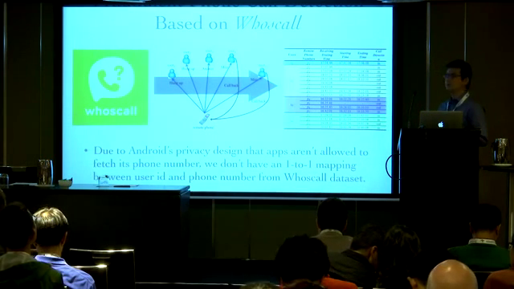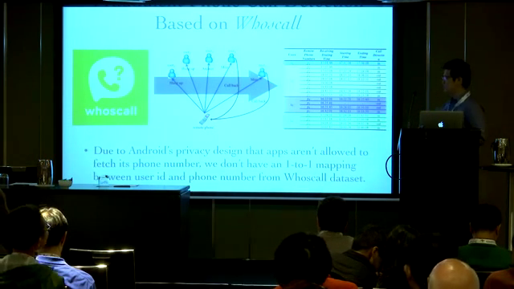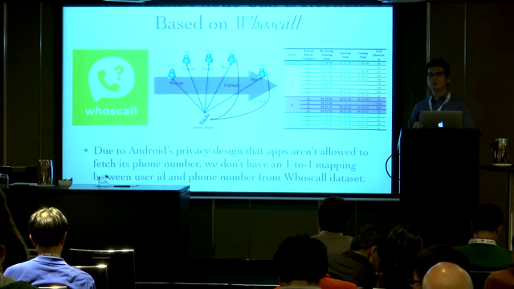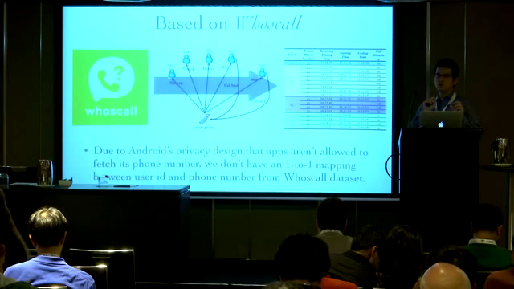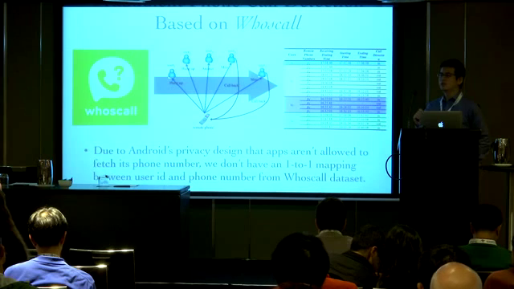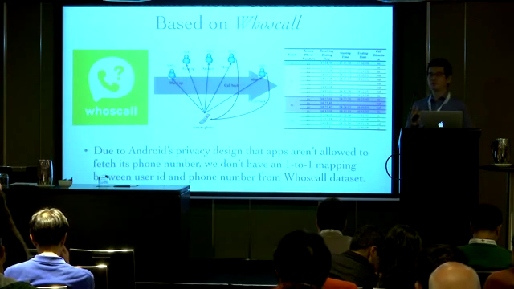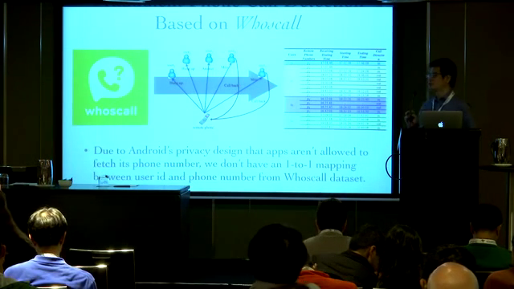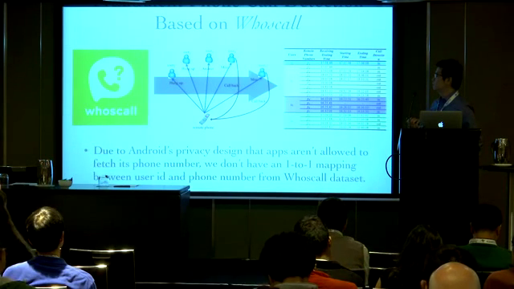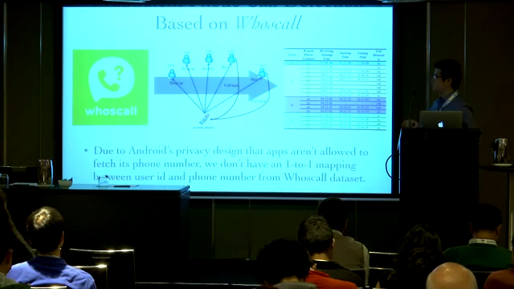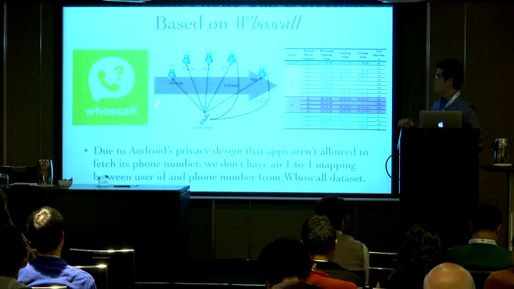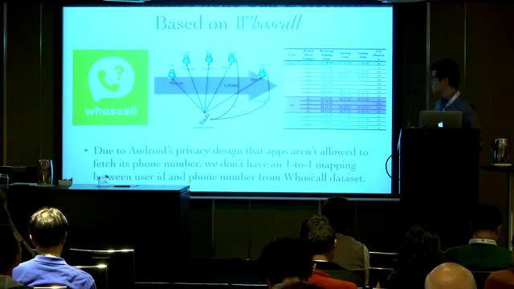And please notice that due to Android privacy, we don't have the one-to-one mapping between the user and the phone number. That is, we don't have users' phone numbers. So we just formulate the record as a bipartite graph.